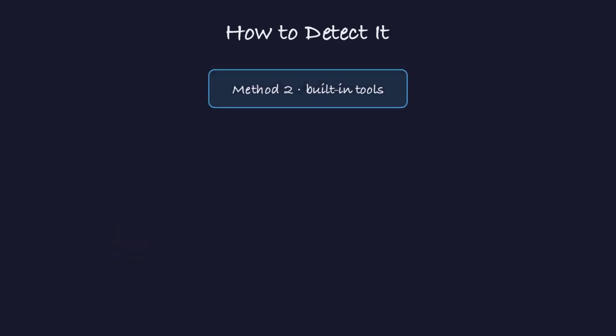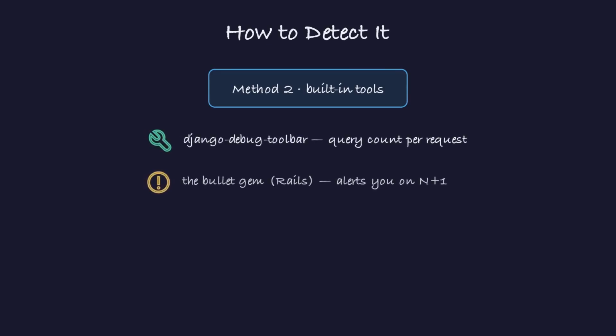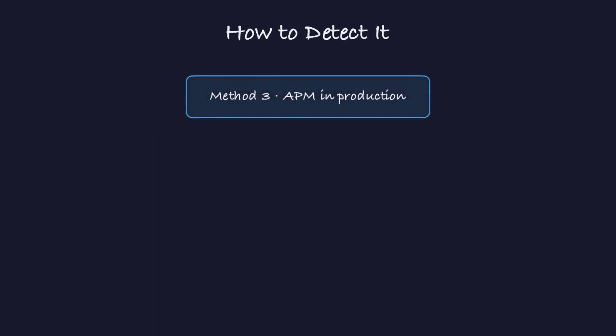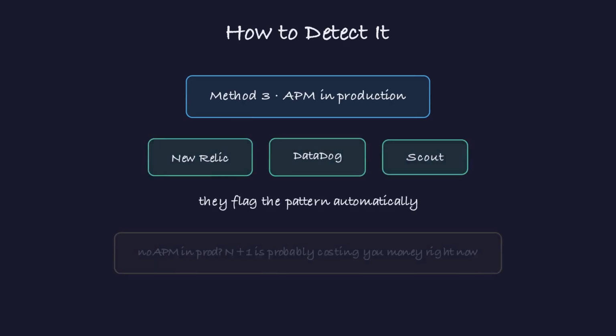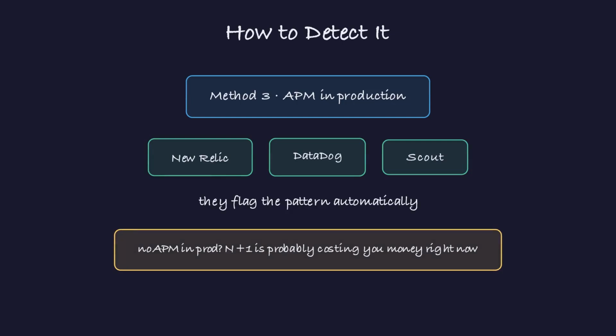Method 2. Use the tools built for this. Django's debug toolbar counts queries per request. The bullet gem for Rails alerts you the moment it spots N+1. Method 3. In production, use APM tools like New Relic, Datadog, or Scout. They flag the pattern automatically. If you're running in production without one, N+1 is probably costing you money right now.